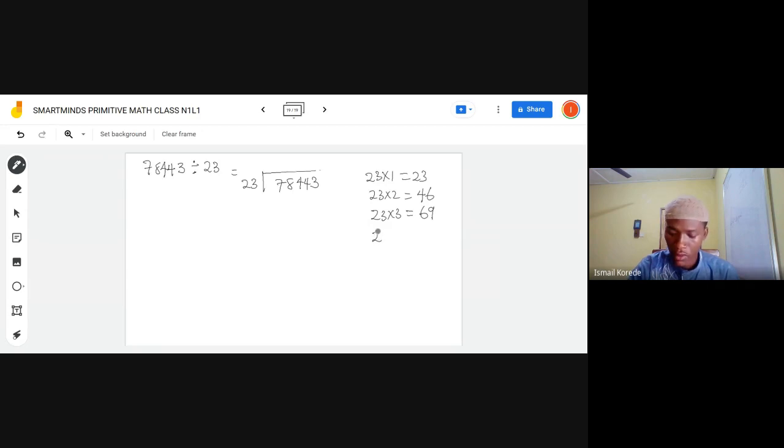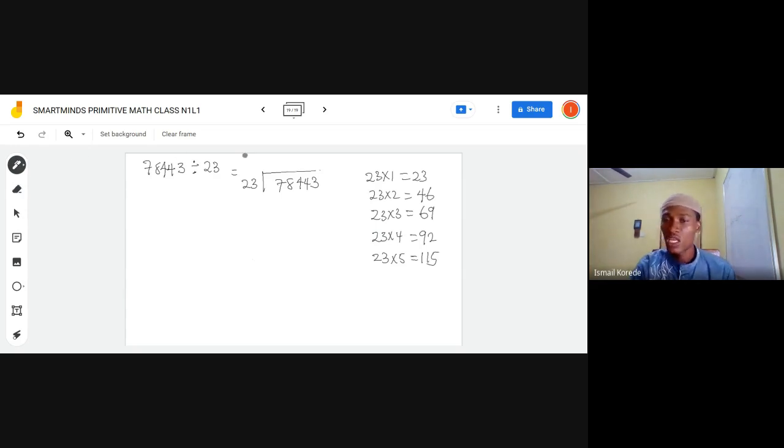23 times 4, 4 times 3, 12, 2, 1, 4 times 2, that's 92. 23 times 5, you can always confirm by using your multiplication. So 5 times 3 is 15, 5, 1, 3 times 2 is 10 plus 1, that's 115. So 115. So you need not think that because I'm the instructor in mathematics, that's why it's coming easy for me. No, no, no, no.